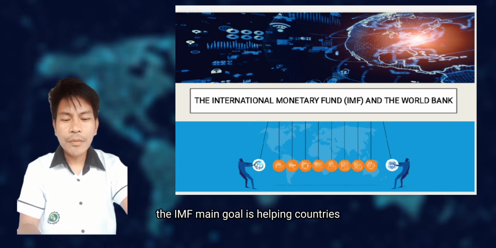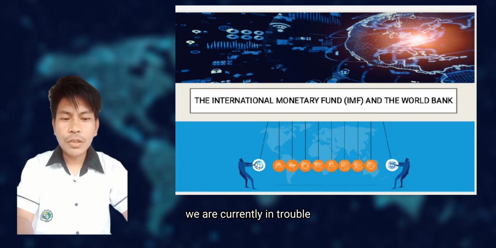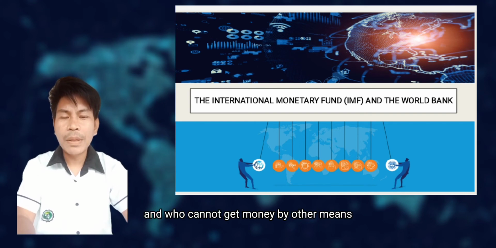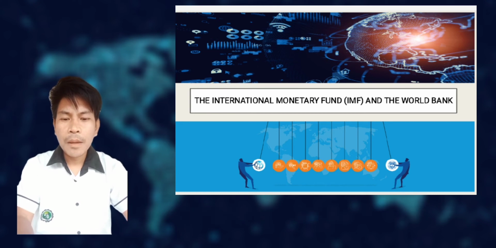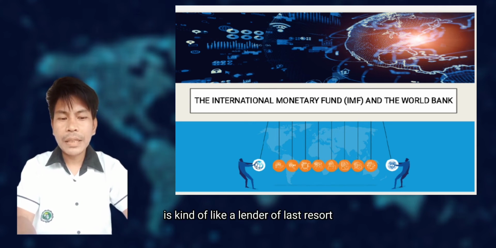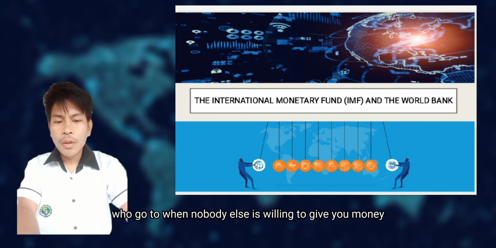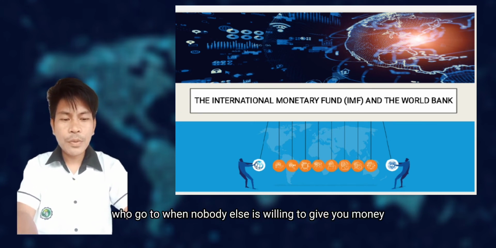The IMF's main goal is helping countries who are currently in trouble and who cannot get money by other means. Perhaps their economy collapsed. Perhaps their currency is in danger. The IMF in this case is kind of like a lender of last resort, who you go to when nobody else is willing to give you money.